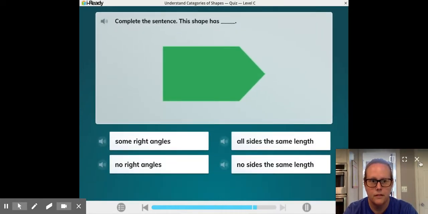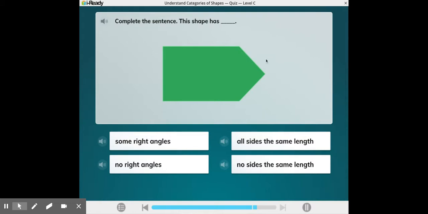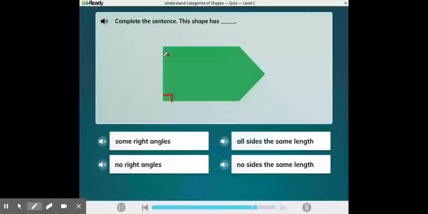Complete the sentence. This shape has. All right, so we're going to look at each one of these. Does this shape have some right angles? So we're going to look at all the angles in this shape. This is not a right angle. Actually, this one might be a right angle now that I look at it. But this one right here is definitely a right angle. It's a perfect square, which means it's a right angle. So it does have some right angles. So I'm going to keep that one as an option.